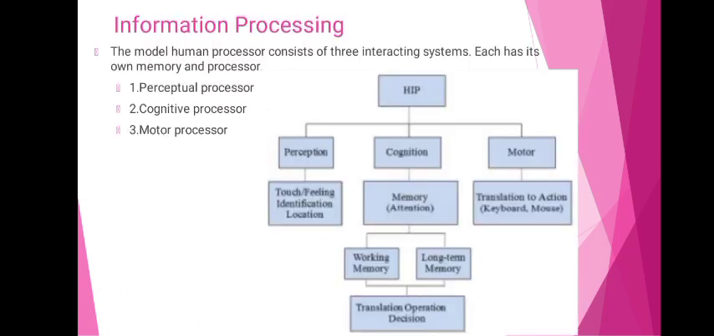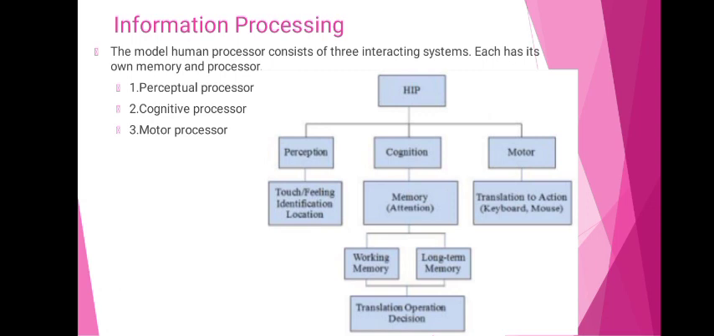This information processing involves the MHIP. An important concept from cognitive psychology is the model human processor, which we call MHIP, the model human information processor. This describes the cognitive process that helps people go between perception and action. The model human processor consists of three interacting systems, each with its own memory and processor. The first is the perceptual processor, the second is the cognitive processor, and the last is the motor processor.